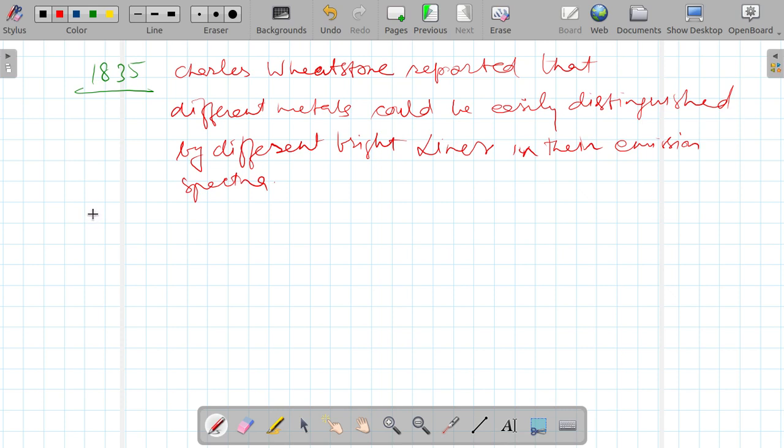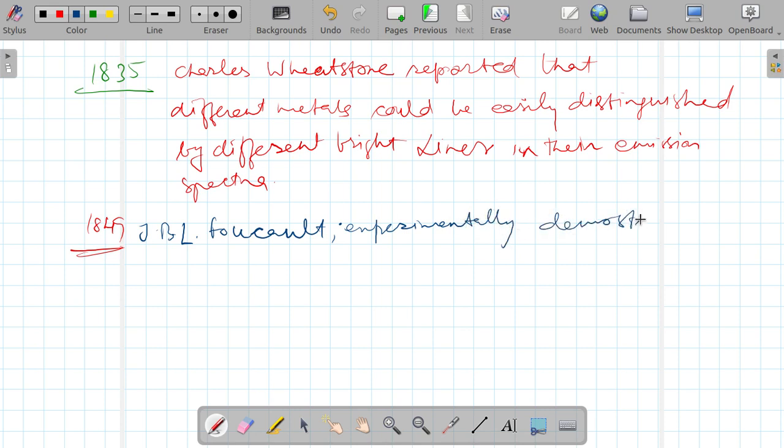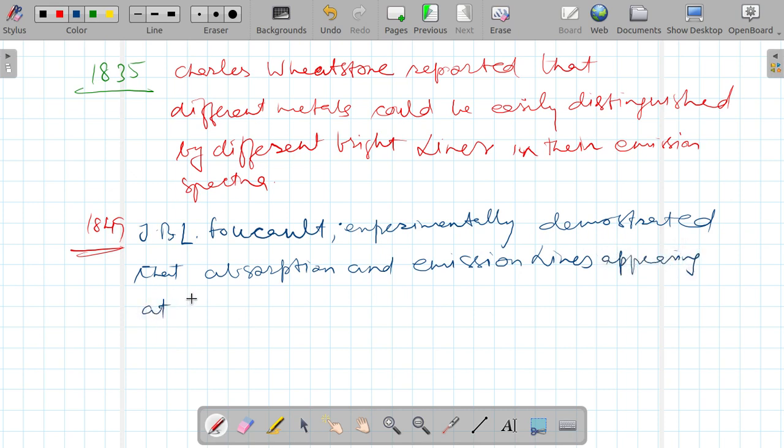Then in 1849, a very interesting result came out that J.B.L. Foucault experimentally demonstrated that absorption and emission lines appearing at the same wavelength are both due to the same material.